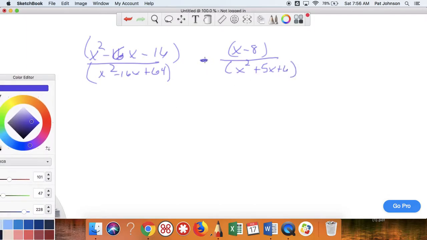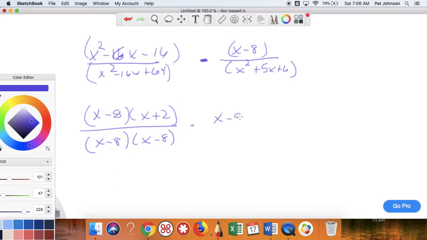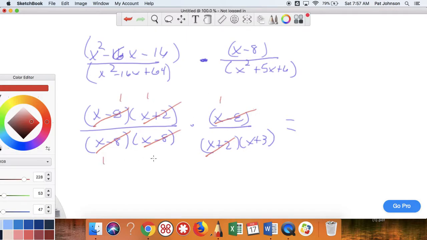So the first thing I need to do is multiplication. So I don't need to do any keep, change, flip. So now I'm going to factor. So I've got x minus 8 times x plus 2 over x minus 8 times x minus 8 times x minus 8 times x plus 2 times x plus 3. Again, you've got to know how to factor or you're not going to be able to do this problem. So now we cancel out any factors that are exactly the same, sign and all. So when we cancel out, we end up with 1.